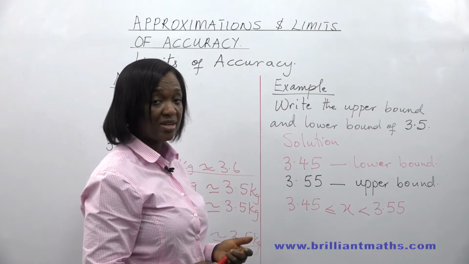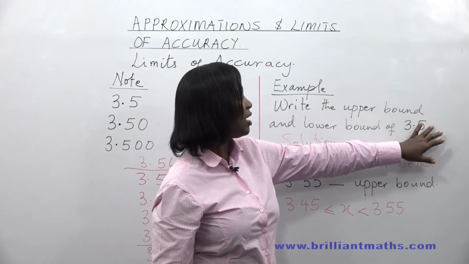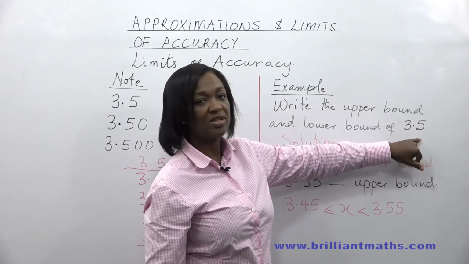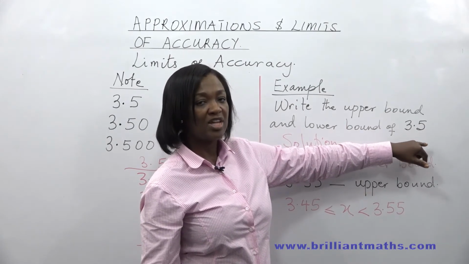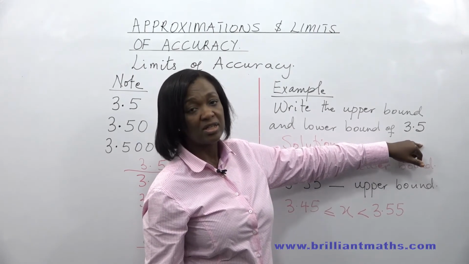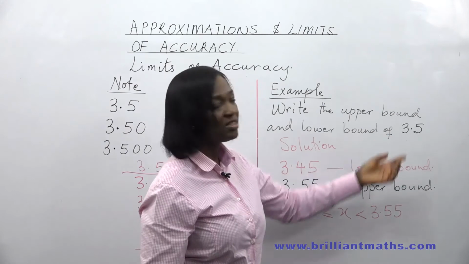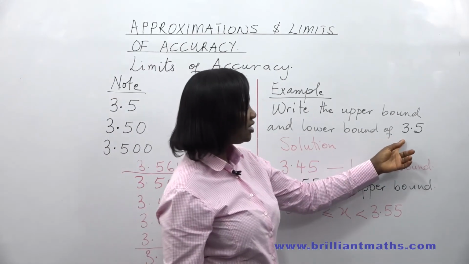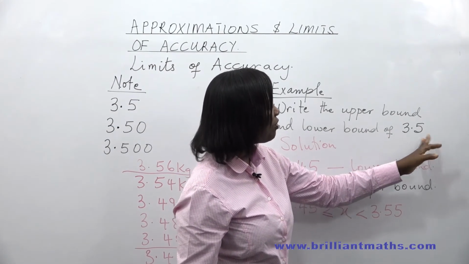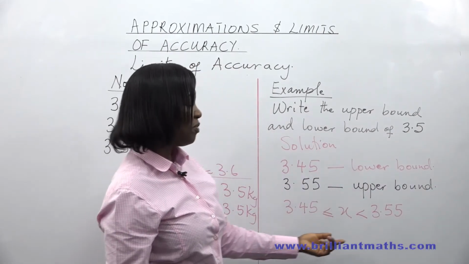Another way this can be explained is to find the upper bound and the lower bound, look at the number of places it's been rounded. It's been rounded to the tenths, to one decimal place. So you find half of a tenth. Half of a tenth is 0.05. You find half of a tenth and add it and subtract. You add it to get your upper bound. So 0.05 plus 3.5 will give you 3.55, which is our upper bound.